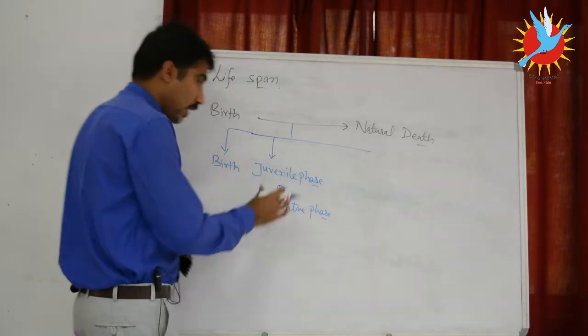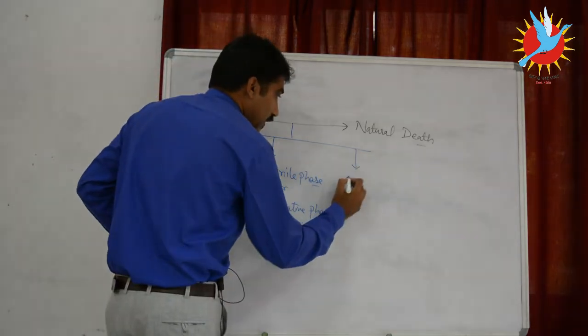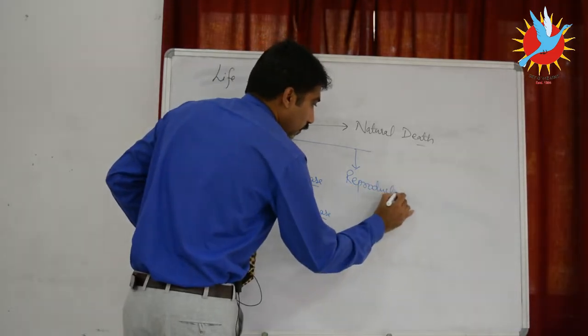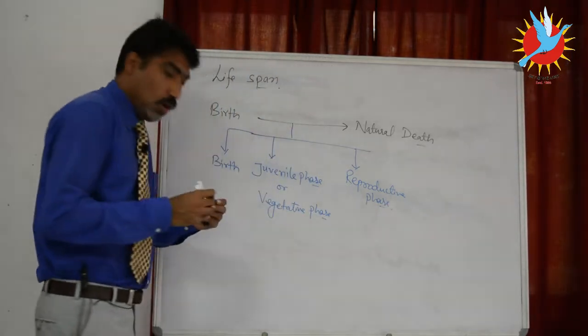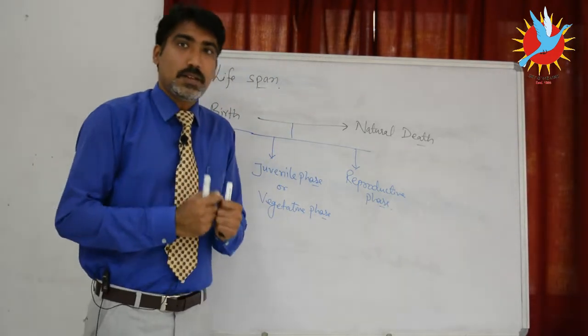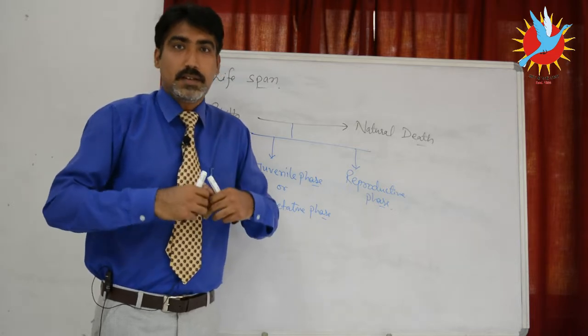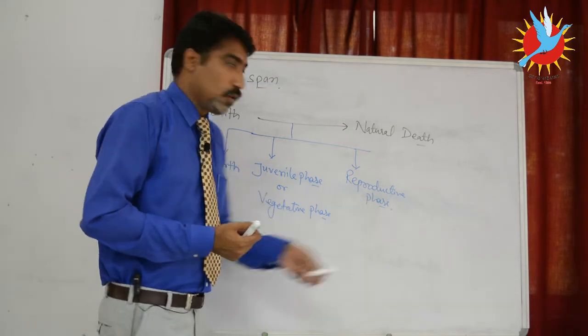After the growth phase, after the juvenile phase or vegetative phase, the next phase is of course the reproductive phase. In this phase, the organism attains sexual reproductivity. They start producing their gametes and start showing sexual behavior. That is why it is called the reproductive phase.